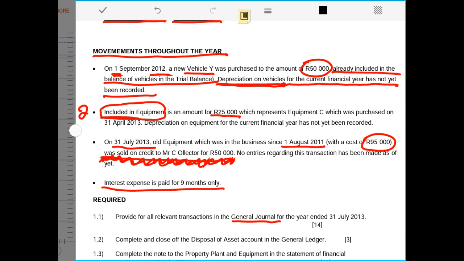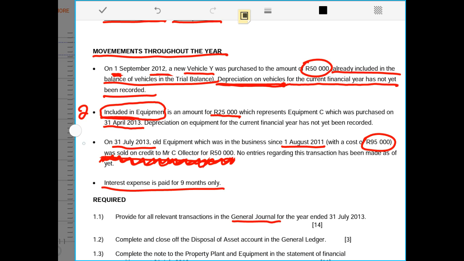It is the cost of equipment C, which was purchased on the 31st of April 2013. Remember, the end of the accounting period is July. Therefore, now depreciation will be for May, June, July. We need to account for this depreciation for this equipment only for 3 months.